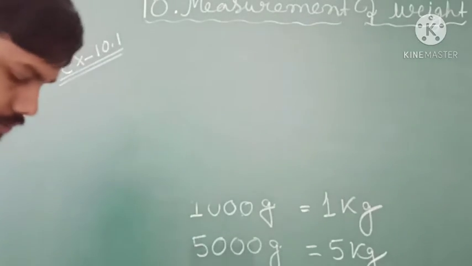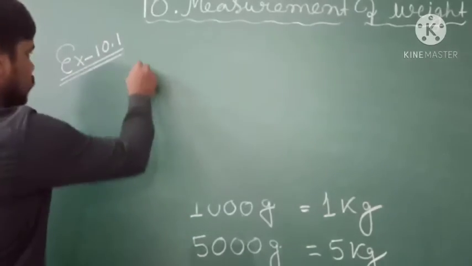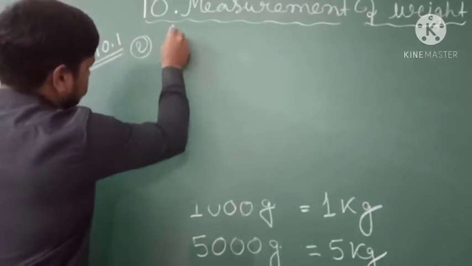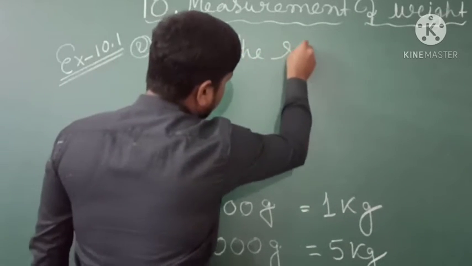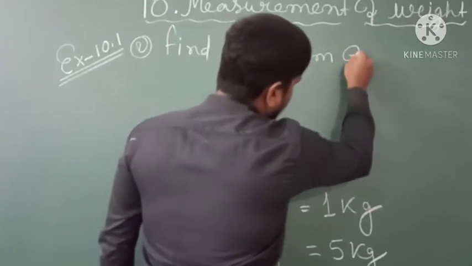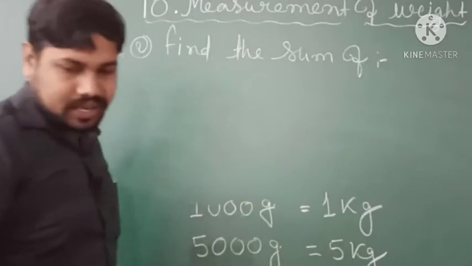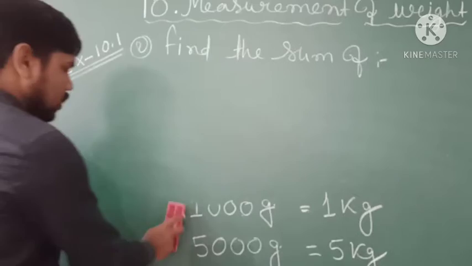Second question is find the sum. You just have to find the sum. Some numbers are given, and you have to find the sum of all those numbers.